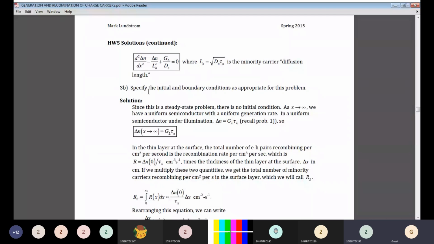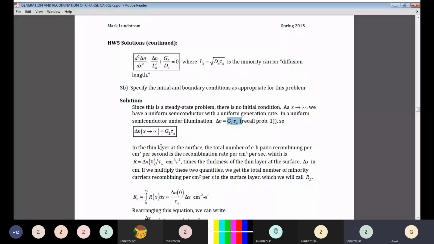Last, specify the initial and boundary conditions appropriate for this problem. Since this is a steady state problem, there is no initial condition. As x tends to infinity, we have a uniform semiconductor with a uniform generation rate. In a uniform semiconductor under illumination, Δn is equal to GL τn. So Δn of x tends to infinity is equal to GL τn.